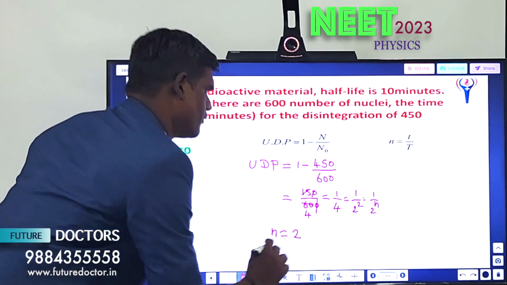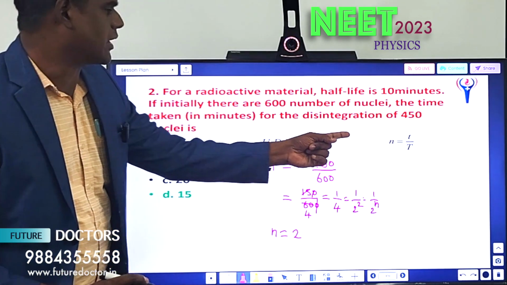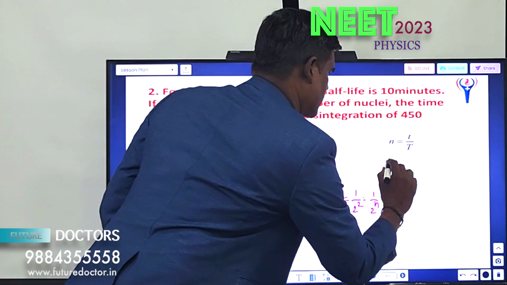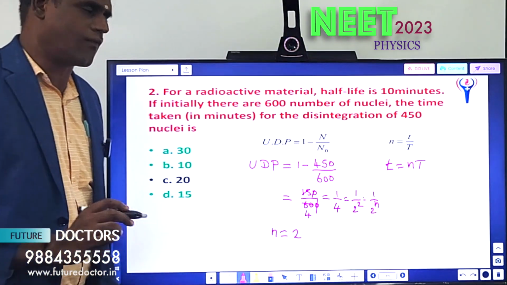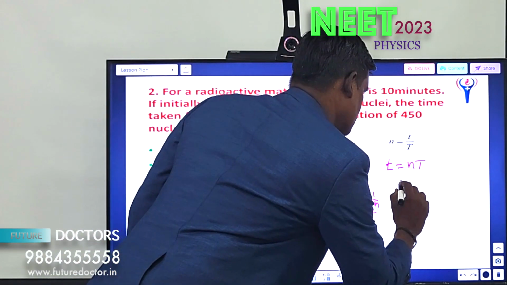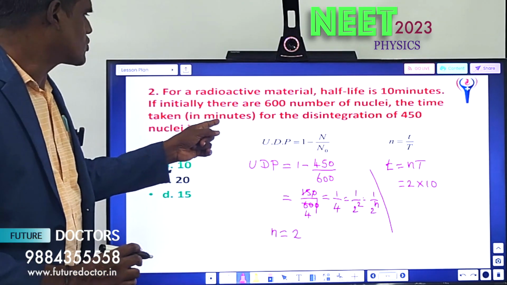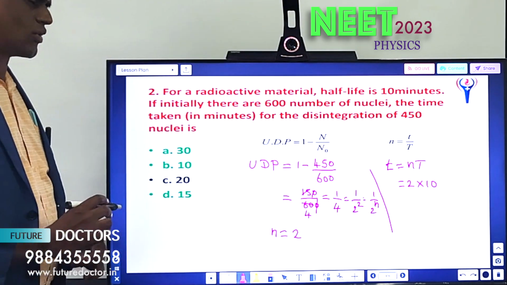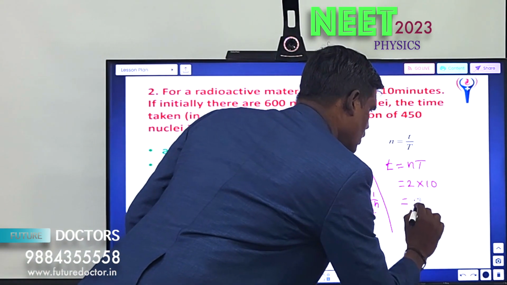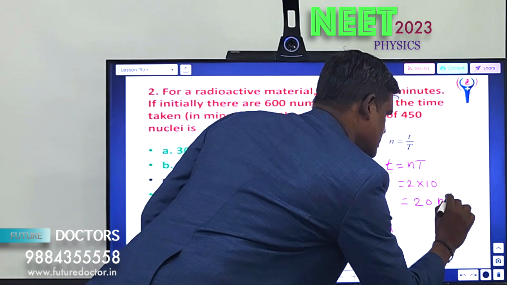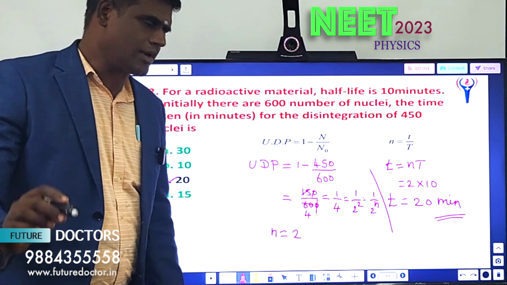n equal to 2. Then substitute this here, and you want to find the time, half-life is given, I think 10 minutes. Yes. You should find t only. Small t equal to n into capital T. Capital T is the half-life. Then n equal to 2, substitute. 2 into T is 10. Even in the answer, you want to find it in minutes only, so no need to convert into SI unit. Then 2 into 10, 20 minutes. That is option C. Option C is the correct answer.